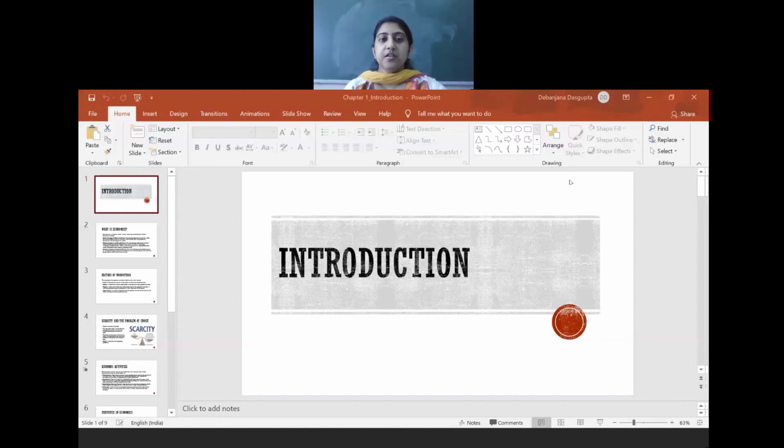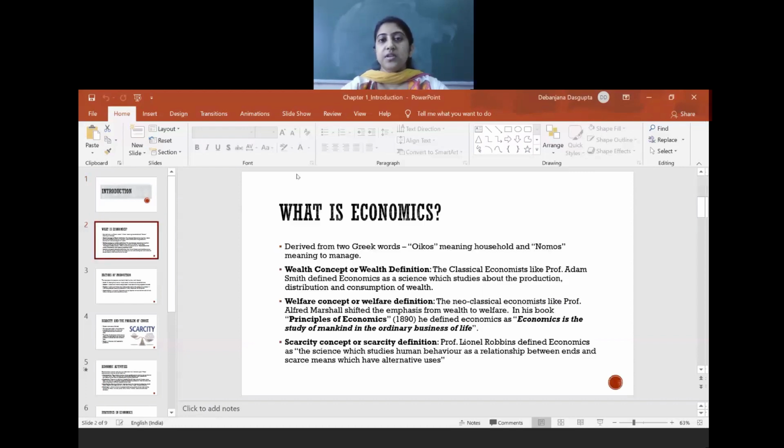Now let us first see from where the term economics was derived. The term economics was derived from two Greek words, oikos, which means household, and nomos, which means to manage. That is, the study of economics deals with the management of household. Now why do we say the management of household? Because in an economy, be it for a particular country or the world economy, households are considered to be the individual units of the economy. So, in a broad sense, economics is the management of household.